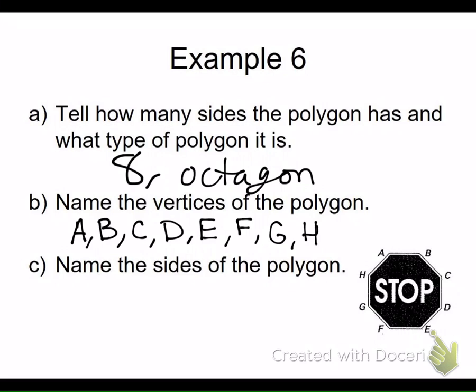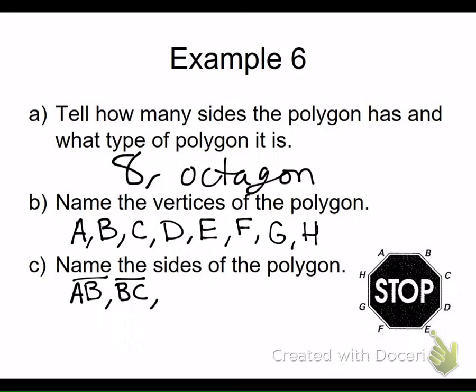So for the vertex, you just use one letter. The vertex is the point. For the sides, you still have 8 answers, but sides are from one vertex to the other. Sides are segments, and we use 2 letters for those. So the sides would be like AB. Does anyone know another side? Let's go in order so we don't miss one. AB, then what? BC, yeah, don't miss that one.